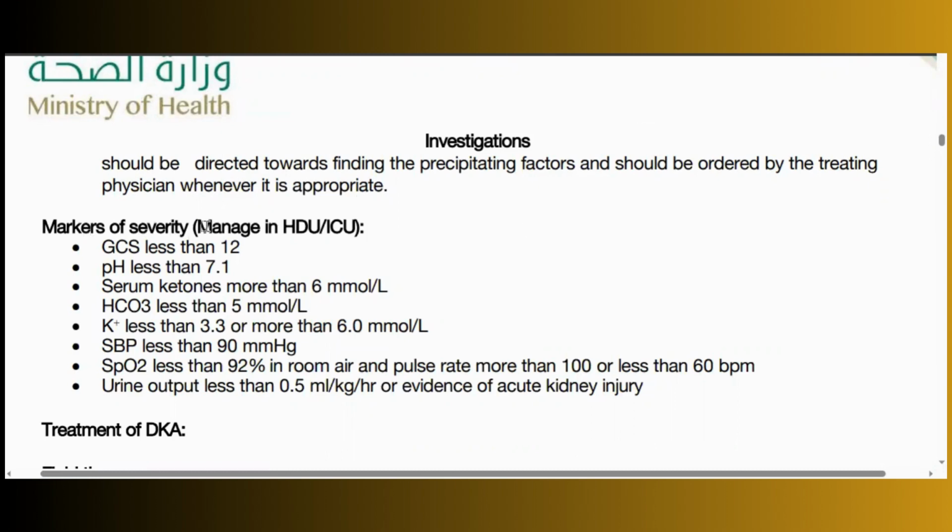Markers of severity. With these markers of severity, the patient should be managed in HDU or ICU. Glasgow scale less than 12. pH less than 7.1. Serum ketones more than 6 millimole. HCO3 less than 5 millimole. Potassium less than 3.3 or more than 6.